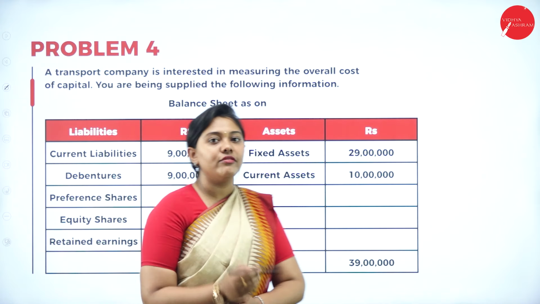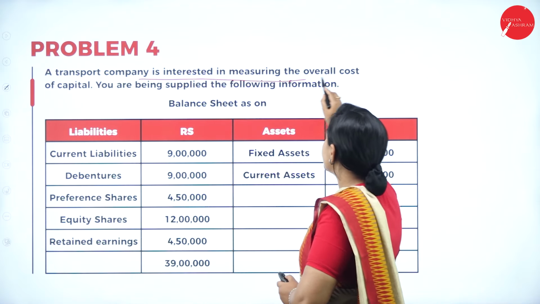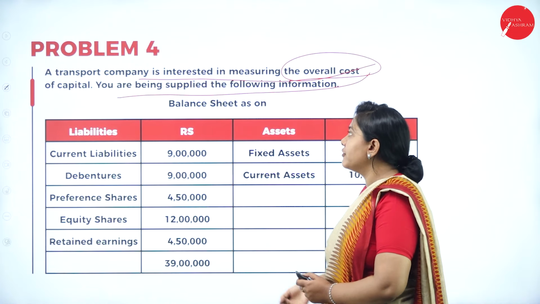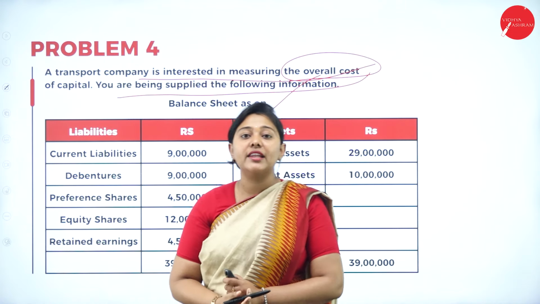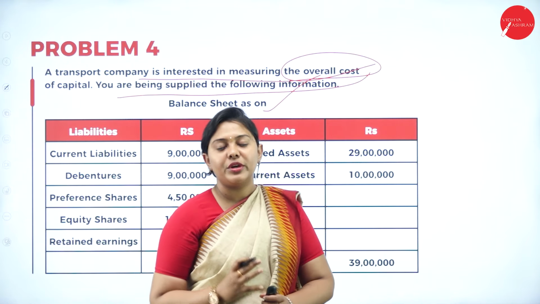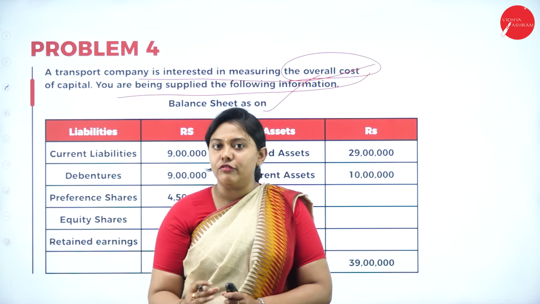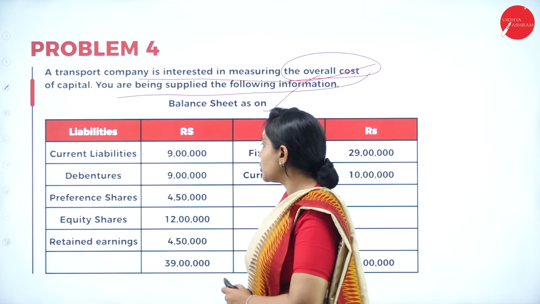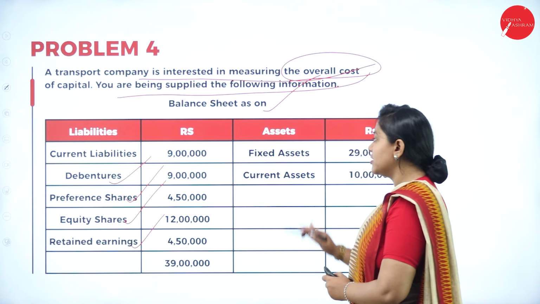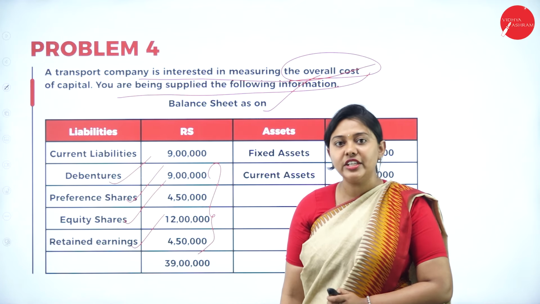Moving forward, we have the next problem, and the last problem for today's class. A transport company is interested in measuring the overall cost of capital. You are being supplied the following information, the balance sheet. Whenever the balance sheet is given, you'll have to consider only the relevant information which is required for the WACC computation. In this balance sheet, the relevant information is debenture, preference shares, equity shares, and retained earnings. When it comes to assets, no assets are required for us.